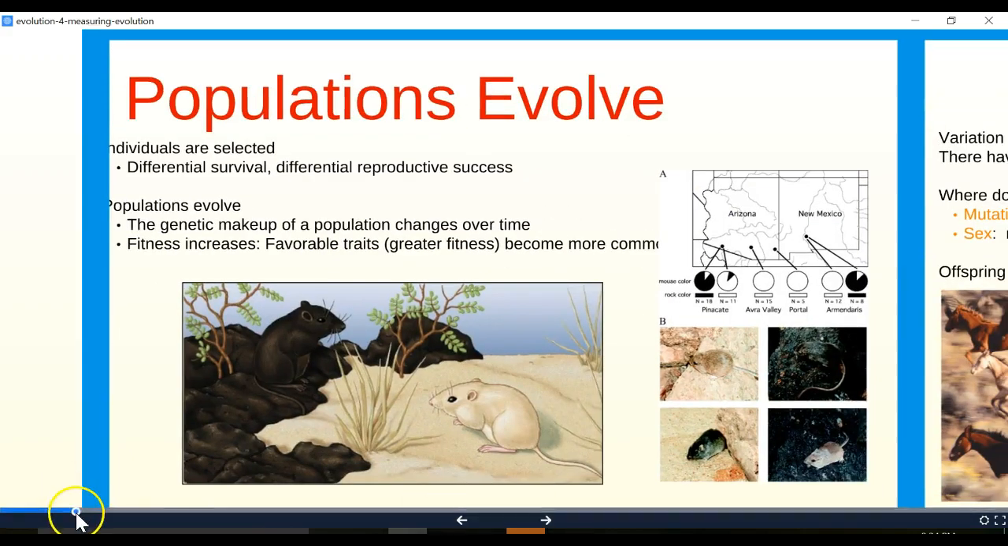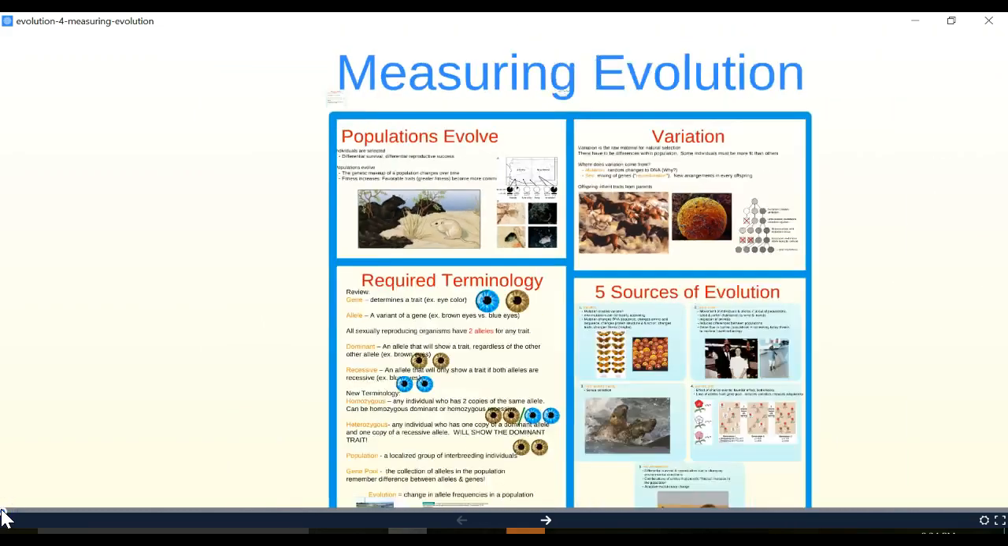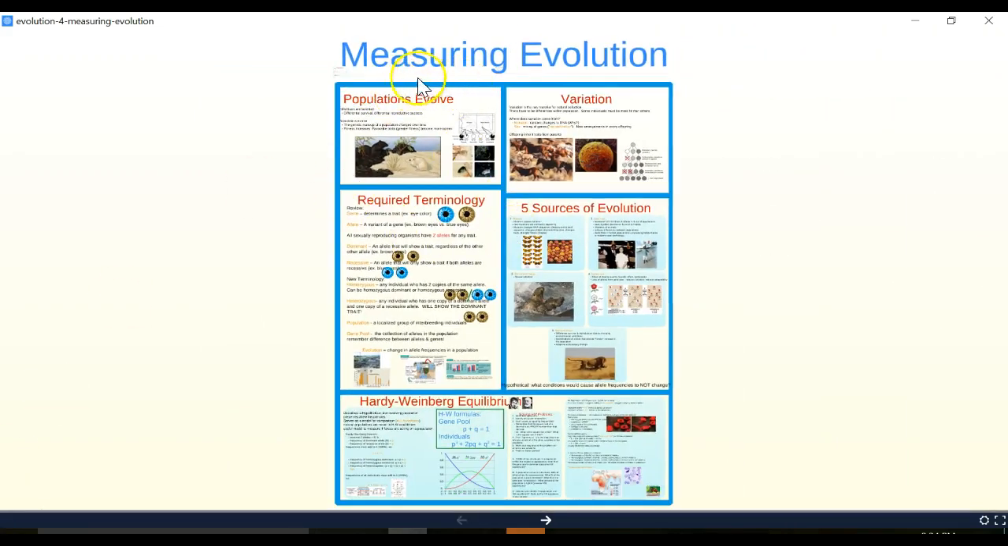So first and foremost, I want to take a look at how this Prezi is organized. We'll discuss how populations evolve in general. We'll discuss variation. We're going to review some required terminology. To understand the information in this presentation will require you to think back to your freshman year of biology. So this is more of a review notes, if you will.